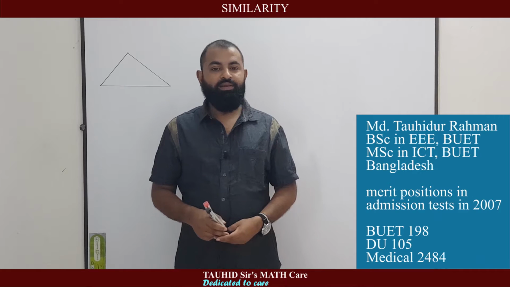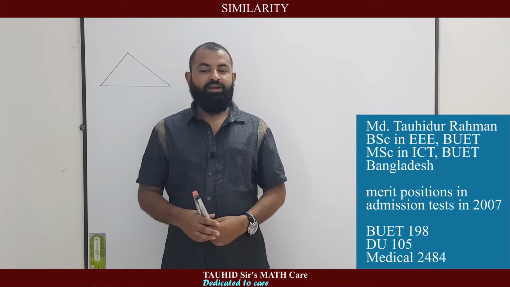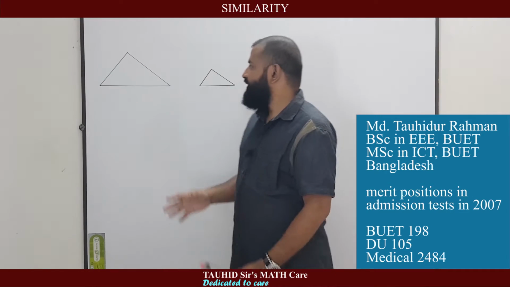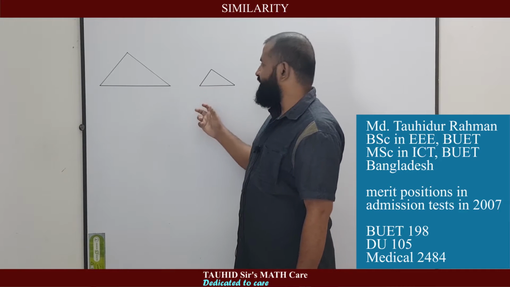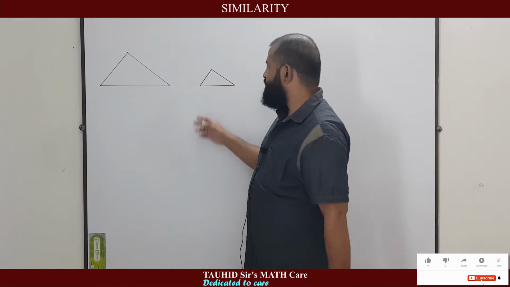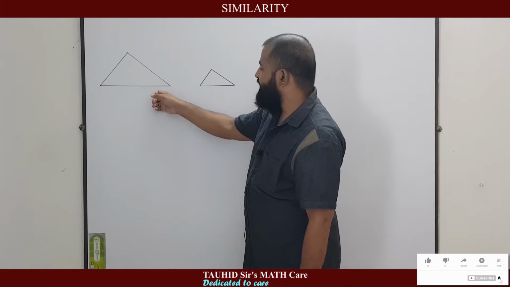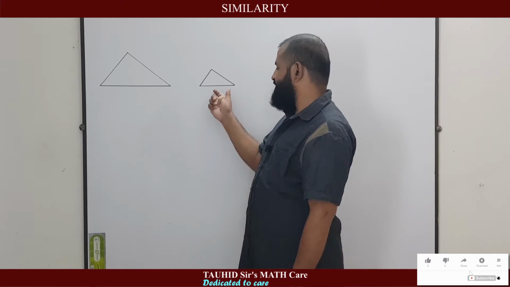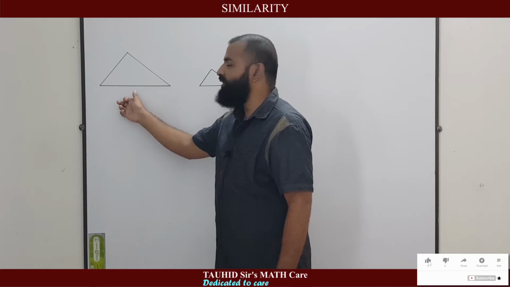Now we will discuss similarity. Two figures are said to be similar when their shape looks the same but their size may not be the same. For example, here you can say that these two triangles are of the same shape, but this one is smaller and this one is larger.